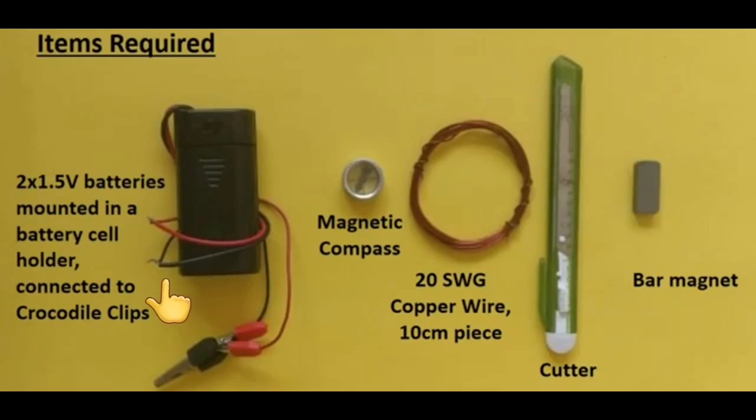The following items are required for this. Two 1.5 volt batteries mounted in a battery cell holder which is connected to crocodile clips, a magnetic compass, a copper wire of 10 cm, a cutter and a bar magnet.